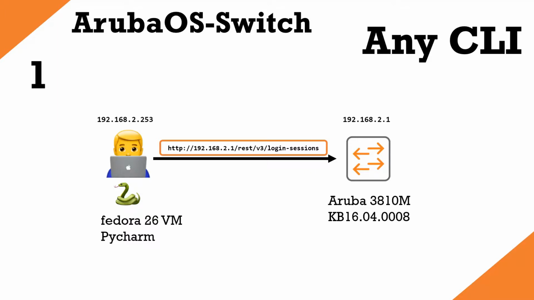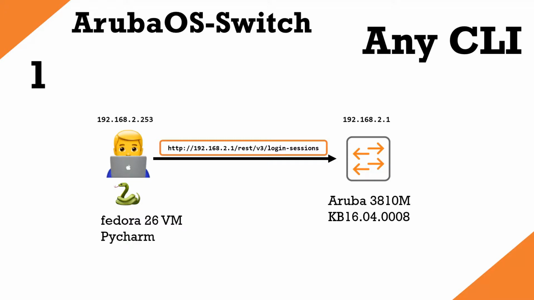Here we are. Okay, so this is step one of any CLI. This is me on the left over here. I've got my Fedora VM running PyCharm, and I'm sat on the management network, 192.168.2.253, and my Aruba 3810M is .1 in the same subnet.